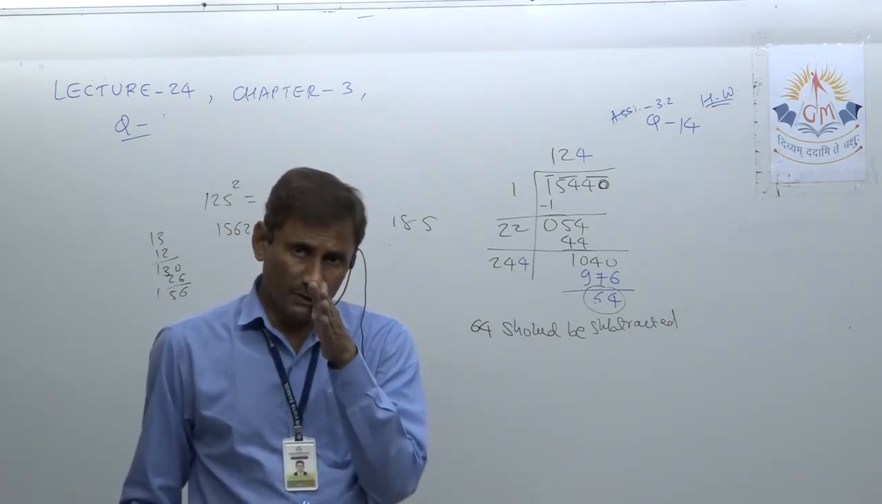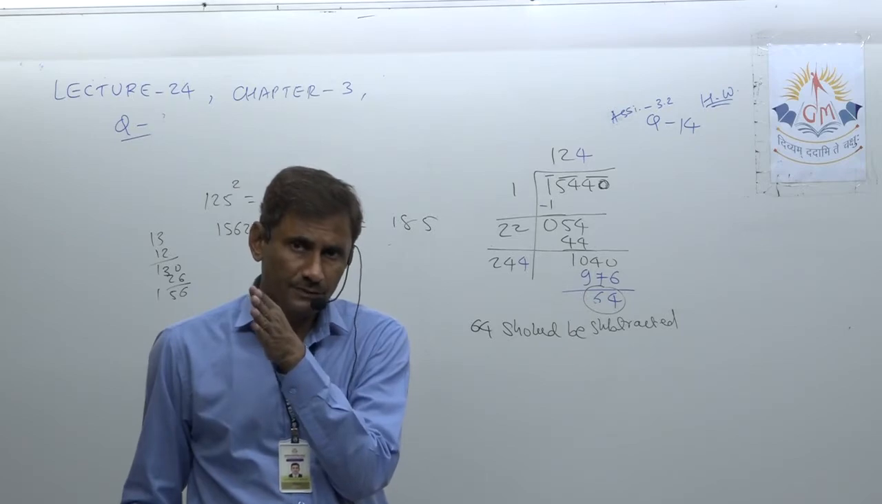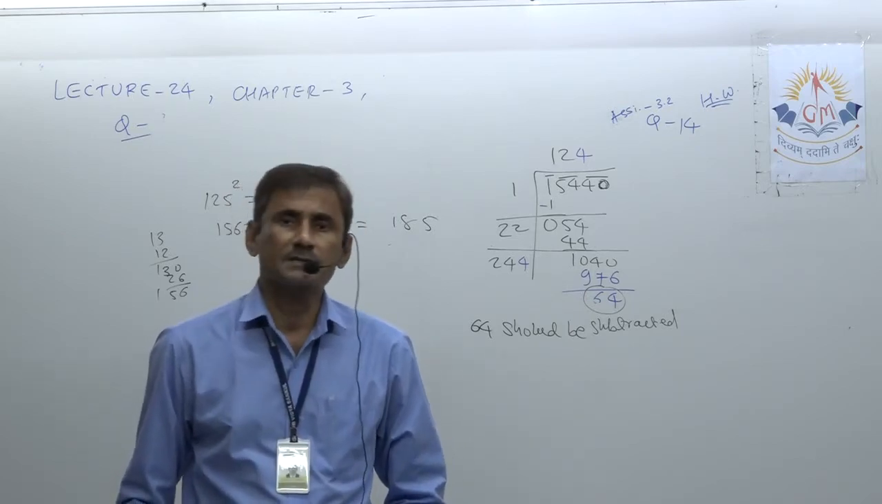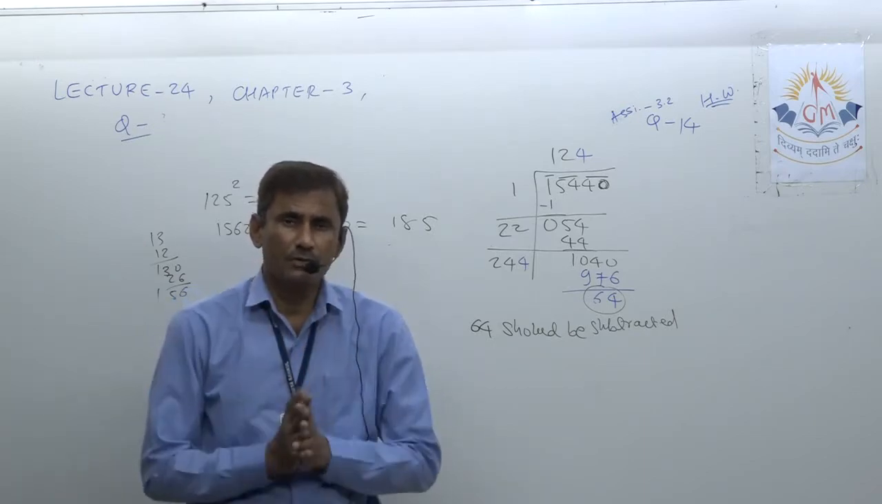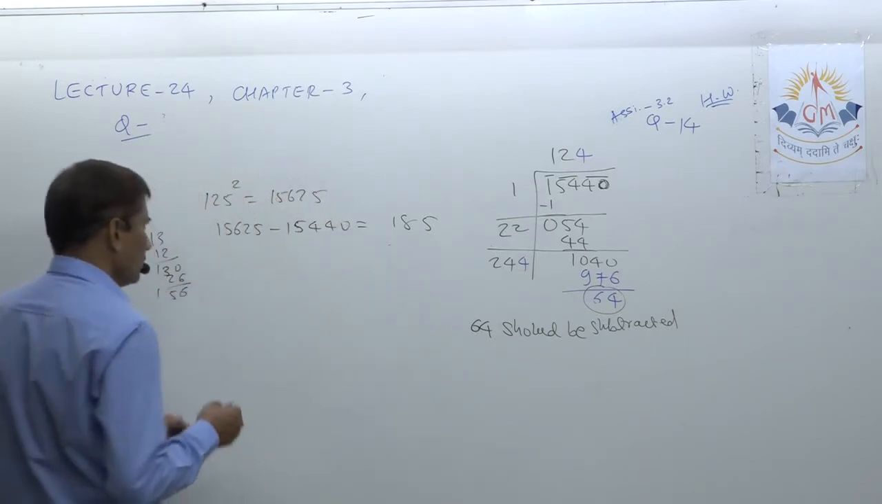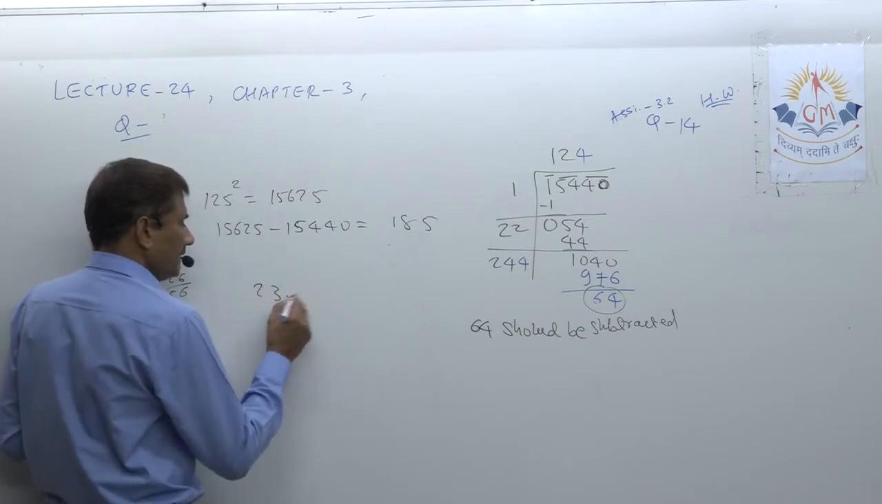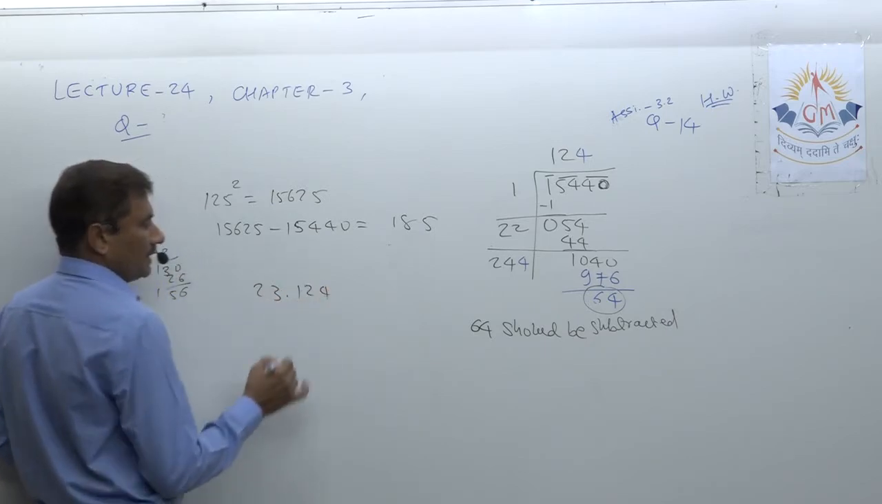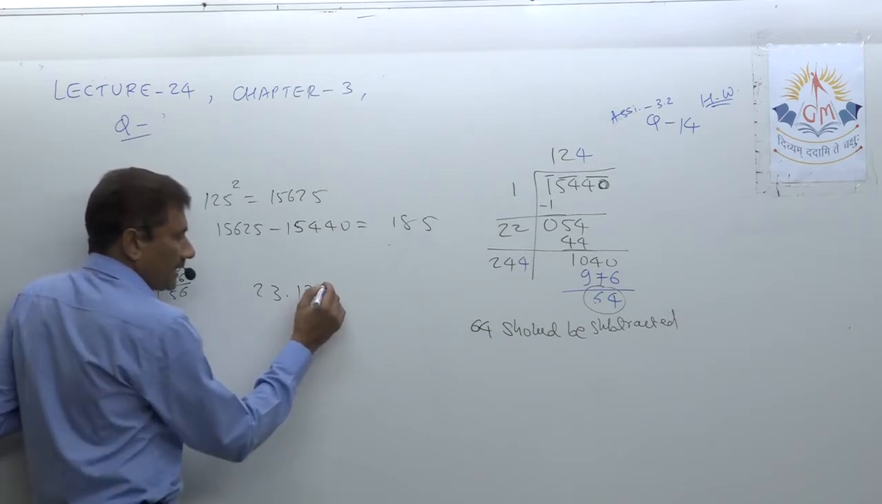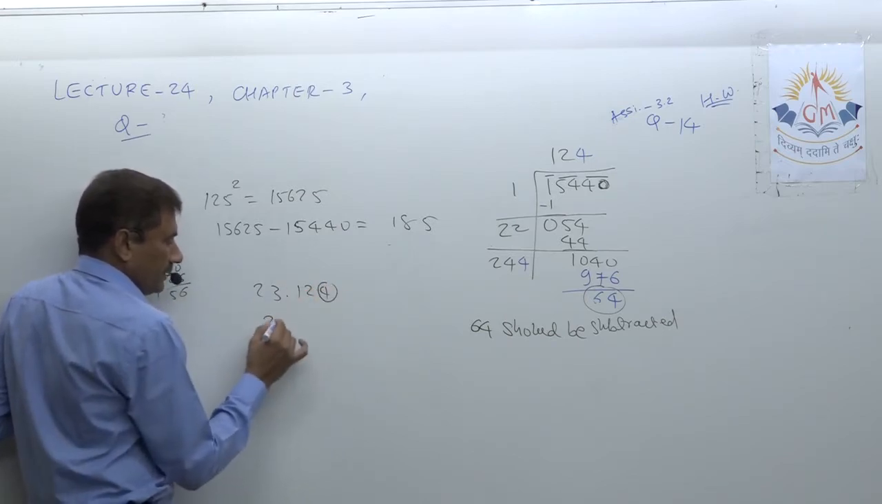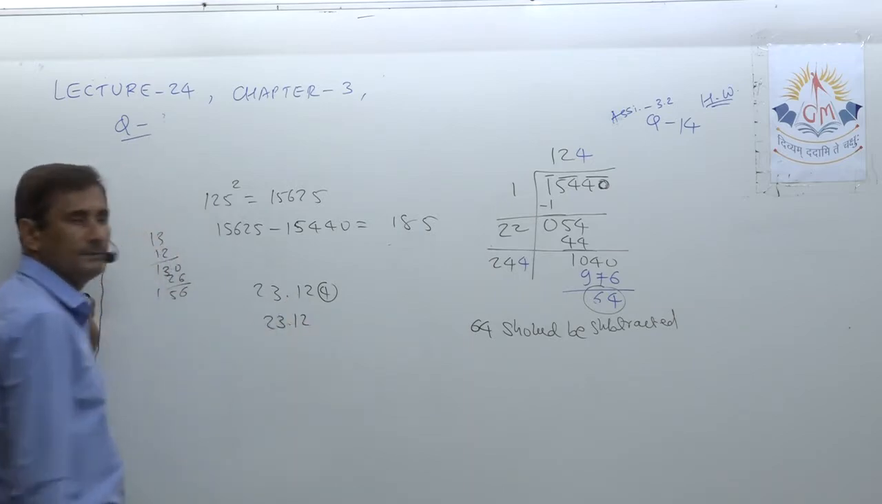But we want to write 2 decimal places also, not 3. So why are we finding the third decimal place? For the purpose of rounding. What is the purpose of rounding? Suppose you got 23.124. Actually you want up to 2 decimal places only. But by seeing the 4 here, you can know it is 23.12 only.